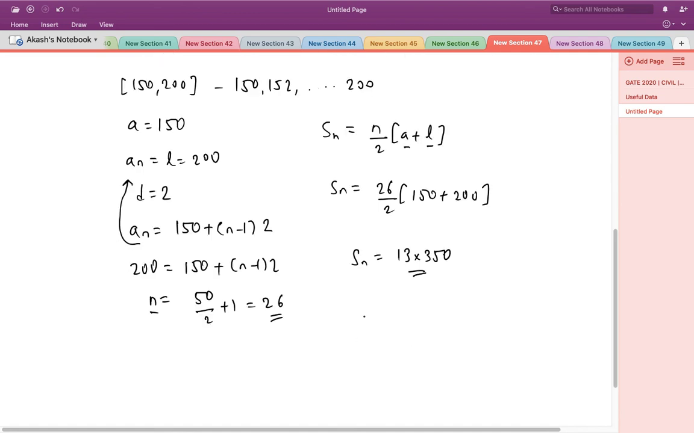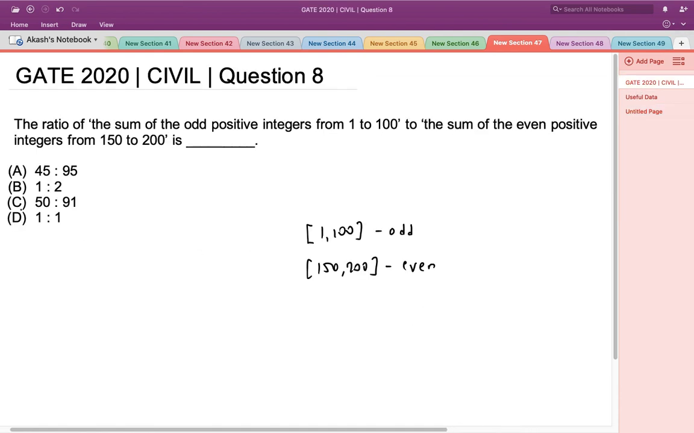Now the only thing that I need to determine is the ratio of the sum of the odd terms to the even terms, which is given by 2500 by 13 times 350. On simplifying this, I would get my term as 50 upon 91, which matches with option C. So option C, 50 upon 91, is the right answer.